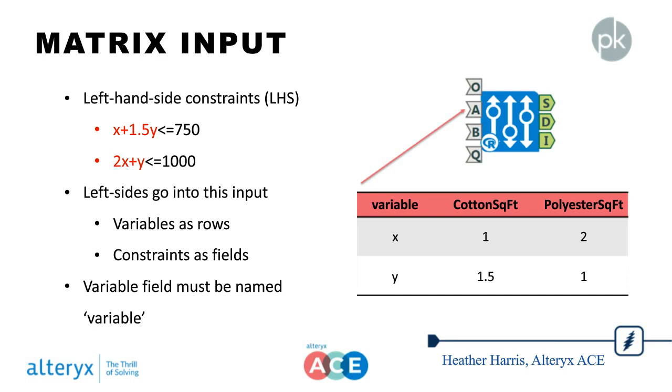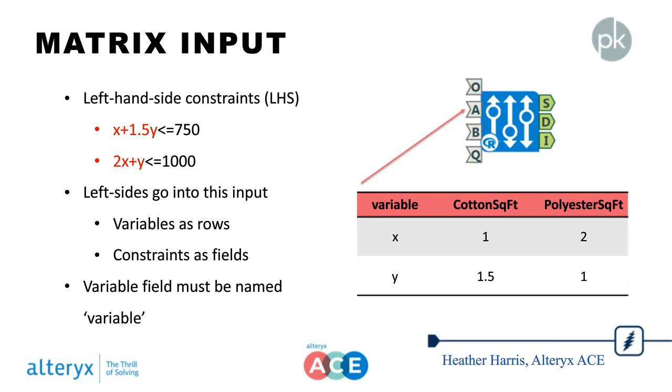And if you look at our equation, remember we have our constraint equations, x plus 1.5y is less than 750, and 2x plus y is less than or equal to 1,000. The A is really about capturing the left-hand side. In the next slide, I'm going to show you how the B is about capturing the right-hand side. So this is the left-hand side of that equation.